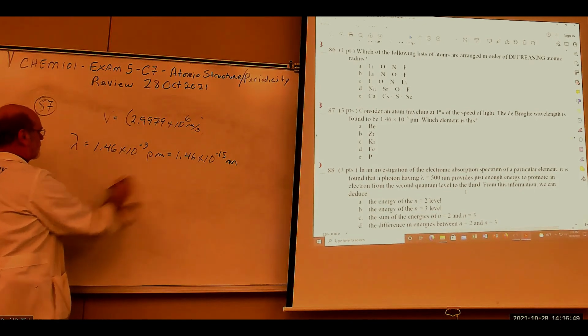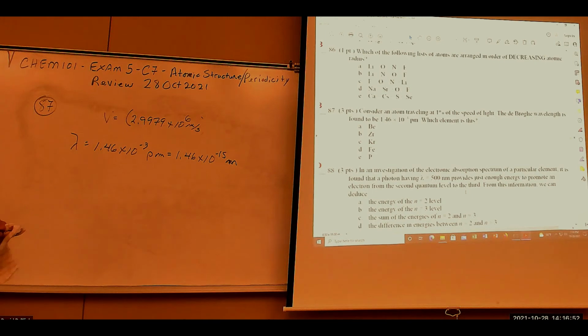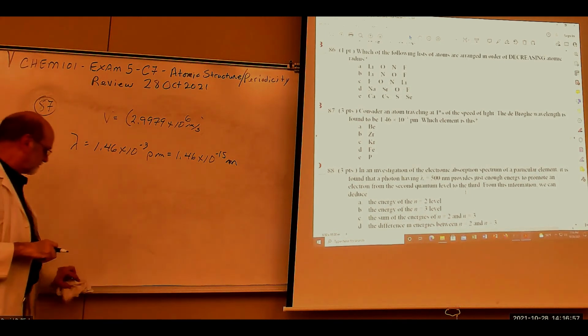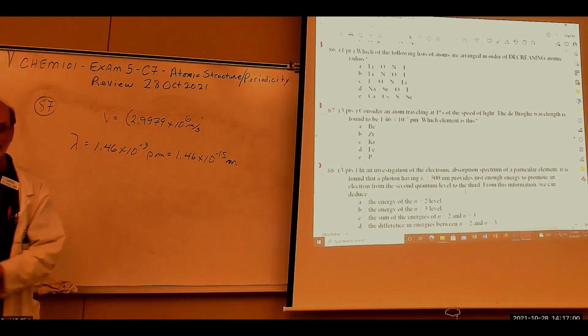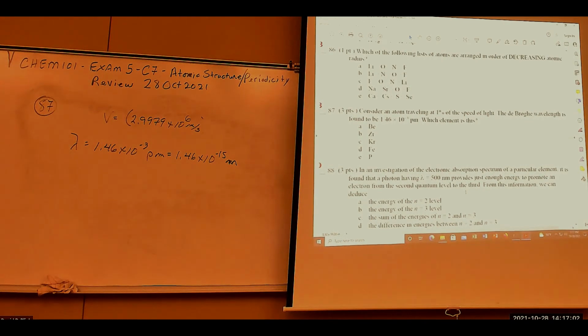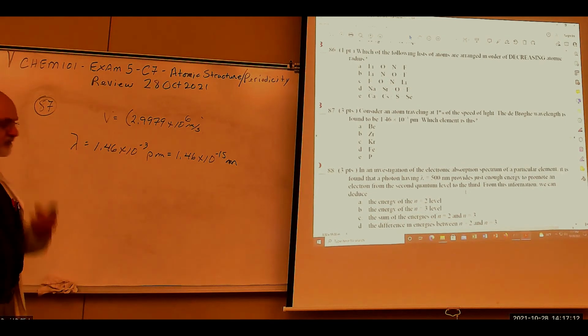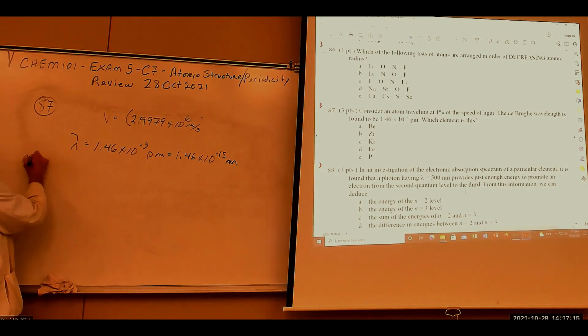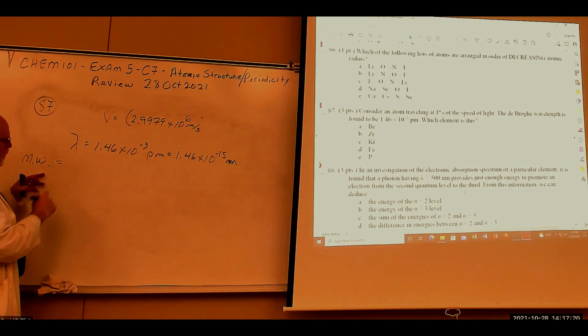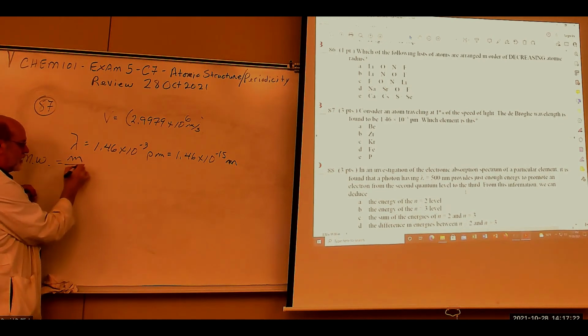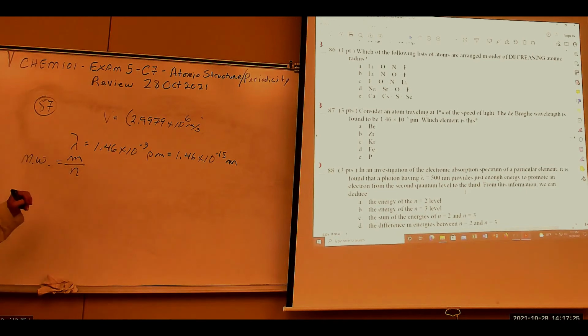All right. Which element is this? Okay. How do we find out what element we got? Well, if you know the number of protons, it's easy. But I don't think we can get the number of protons out of this data. But next best thing is molar mass. So what do we need for molar mass? Molar mass, we need mass per mole.